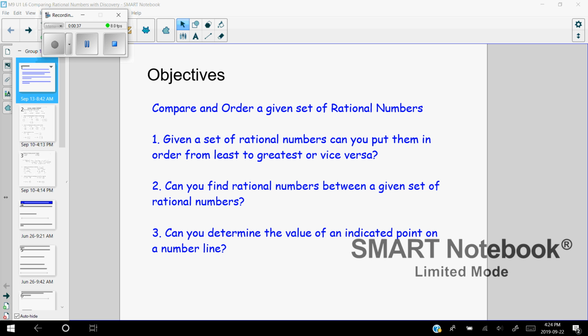So before we go on to the lesson, I want you to take out your homework, which was your rational number worksheet, and we are going to mark that as a class. So pause the video if you need to.